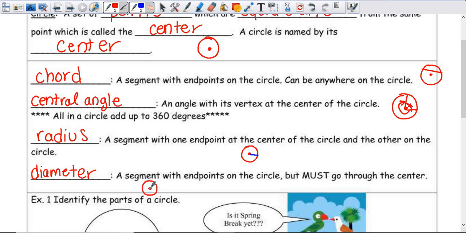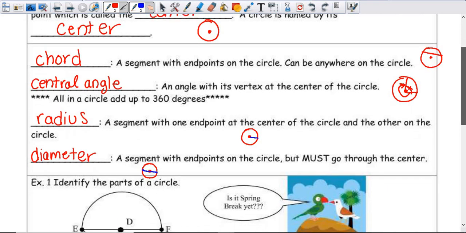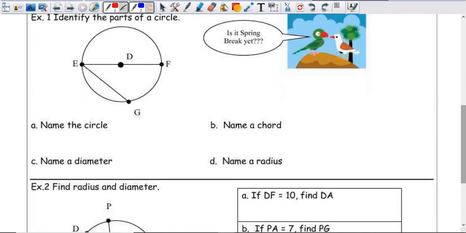So if we have a circle here and we have our center, a diameter must go from end to end and go through the center. So those are our parts of a circle, so let's go ahead and identify some on this circle. That is our first question. Name the circle. This is called circle D because D is the center of the circle.